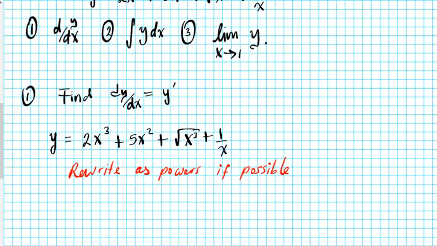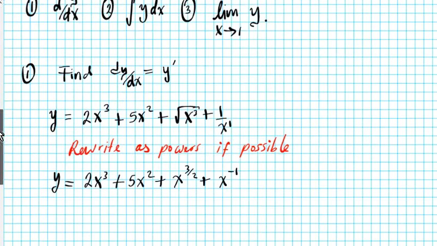Okay, if I rewrite everything as powers, I'm going to have y equals, this is already a power, right? 2x to the third plus 5x squared. So let's rewrite them as powers. You have plus x to the 3 halves. There's an invisible 2 here. There's a 1 down here. So when you reciprocate, you negate the exponent, x to the negative 1.